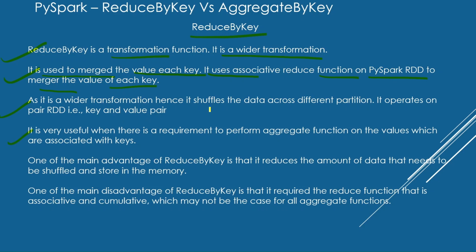It is very useful when there is a requirement to perform an aggregate function on the values which are associated with the keys. One of the main advantages of reduceByKey is that it reduces the amount of data that needs to be shuffled and stored in memory. One of the main disadvantages is that it requires the reduce function to be associative or cumulative, which may not be the case for all aggregate functions.